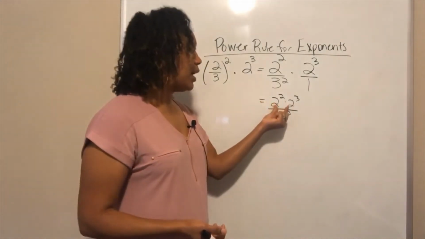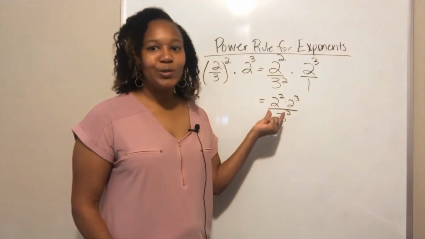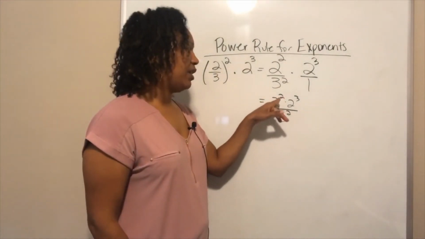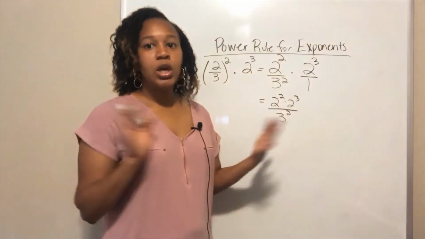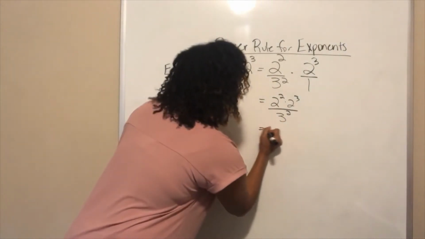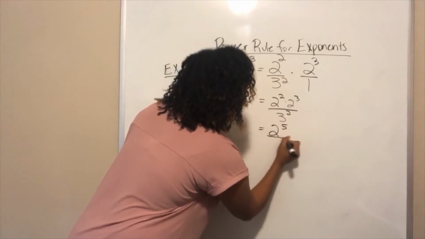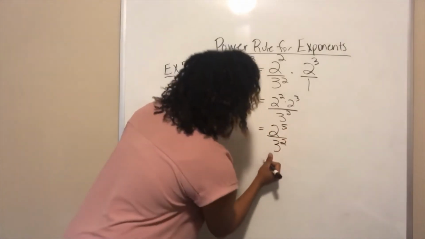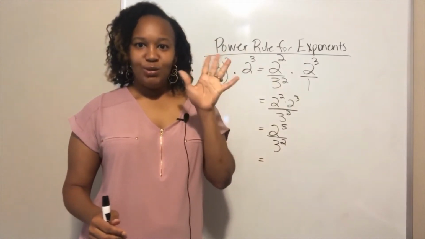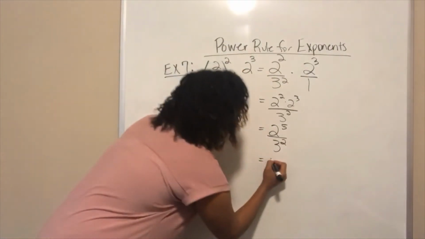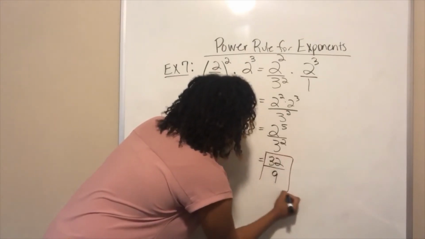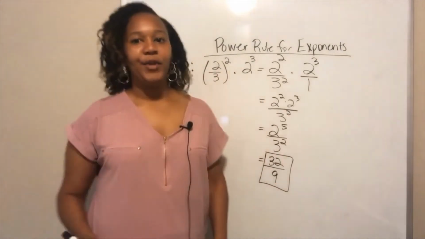When you multiply 2, so this is the product rule, which we talked about in another video. When you have two things that are being multiplied that have the same base and different exponents, you can combine those exponents by adding the exponents. So that becomes 2 to the fifth over 3 to the second. 2 to the fifth is 2 times 2 times 2 times 2 times 2, which is 32. And 3 squared is 9. So your final solution would be 32 over 9.